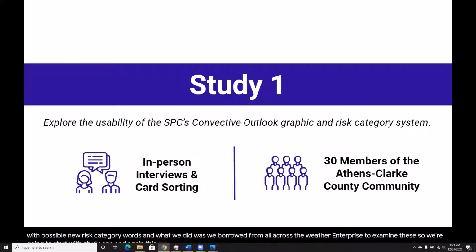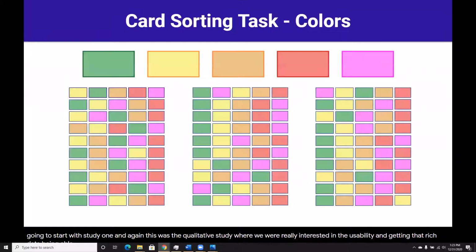Again, this was the qualitative study where we were really interested in the usability and getting that rich data, being able to sit down with someone and ask them about the risk category system. So we did a card sorting task, which essentially allowed me to lay some index cards out in front of people and have them arrange them. And then I would be able to understand and talk to them about how they arranged those.